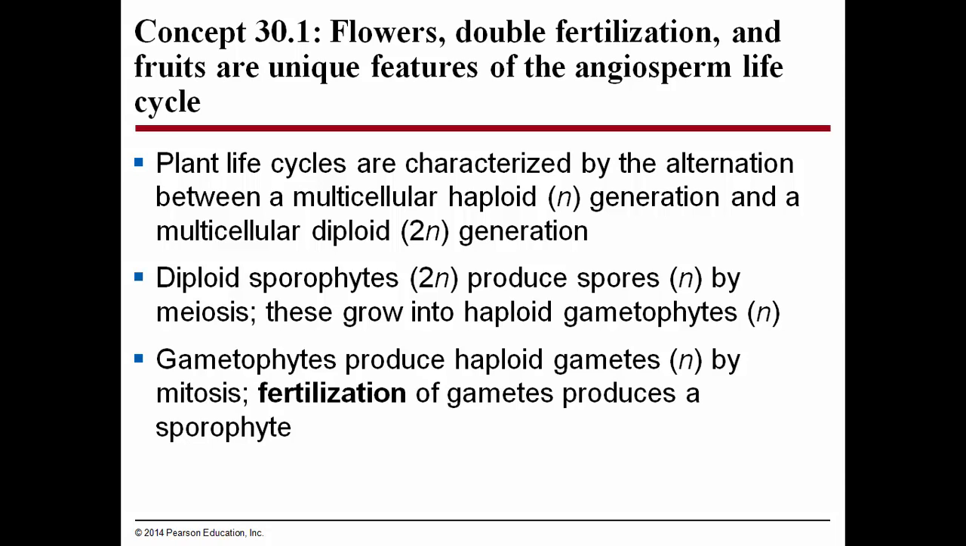Flowers, double fertilization, and fruits are unique features of the angiosperm life cycle. So angiosperms all share these characteristics. Plant life cycles are characterized by the alternation between a multicellular haploid generation and a multicellular diploid generation. Diploid sporophytes produce spores by meiosis. These grow into haploid gametophytes. The gametophytes produce haploid gametes by mitosis, and fertilization of gametes produces a sporophyte. So this is just like the alternation of generations that we studied in the previous chapter, with a few distinct characteristics that we're going to talk about more in depth.